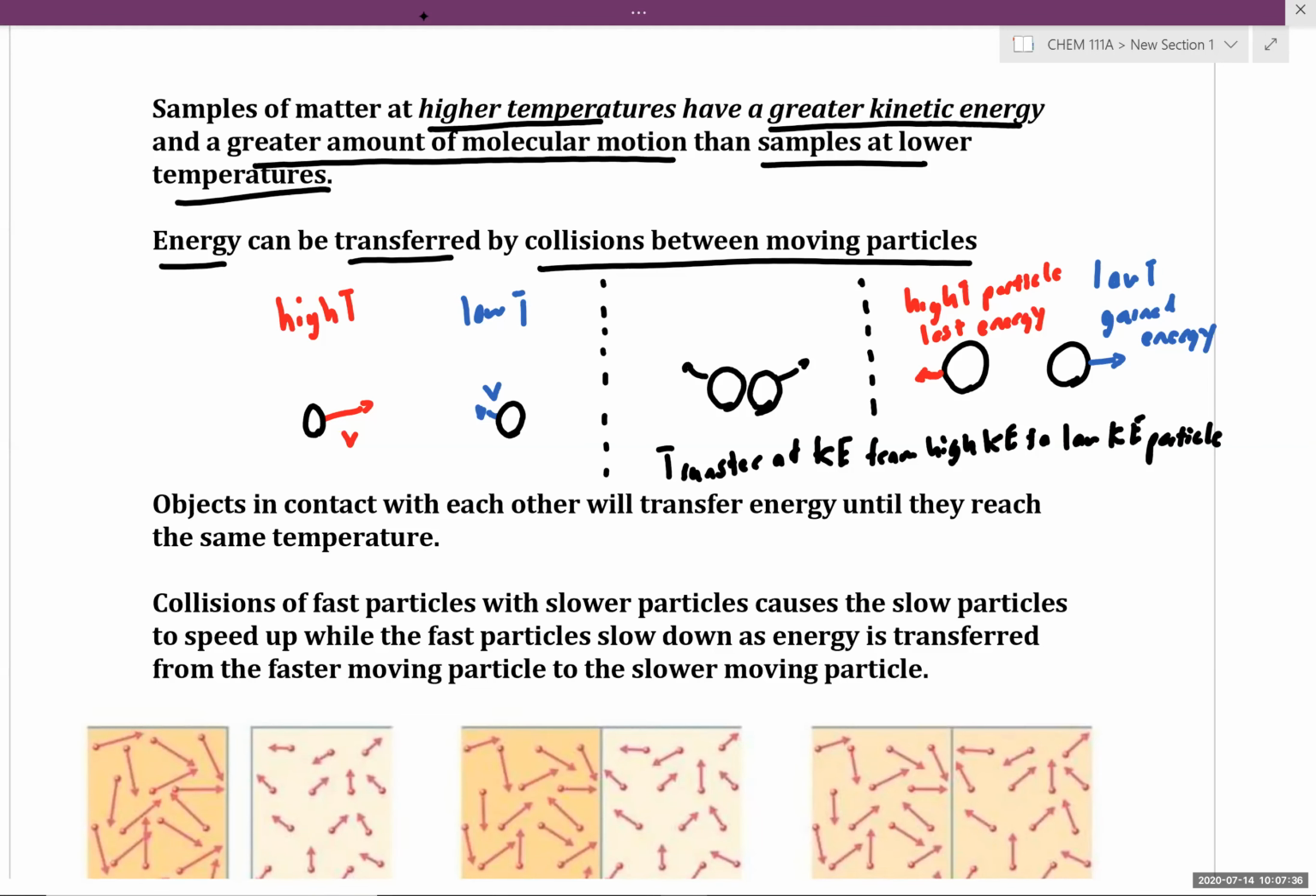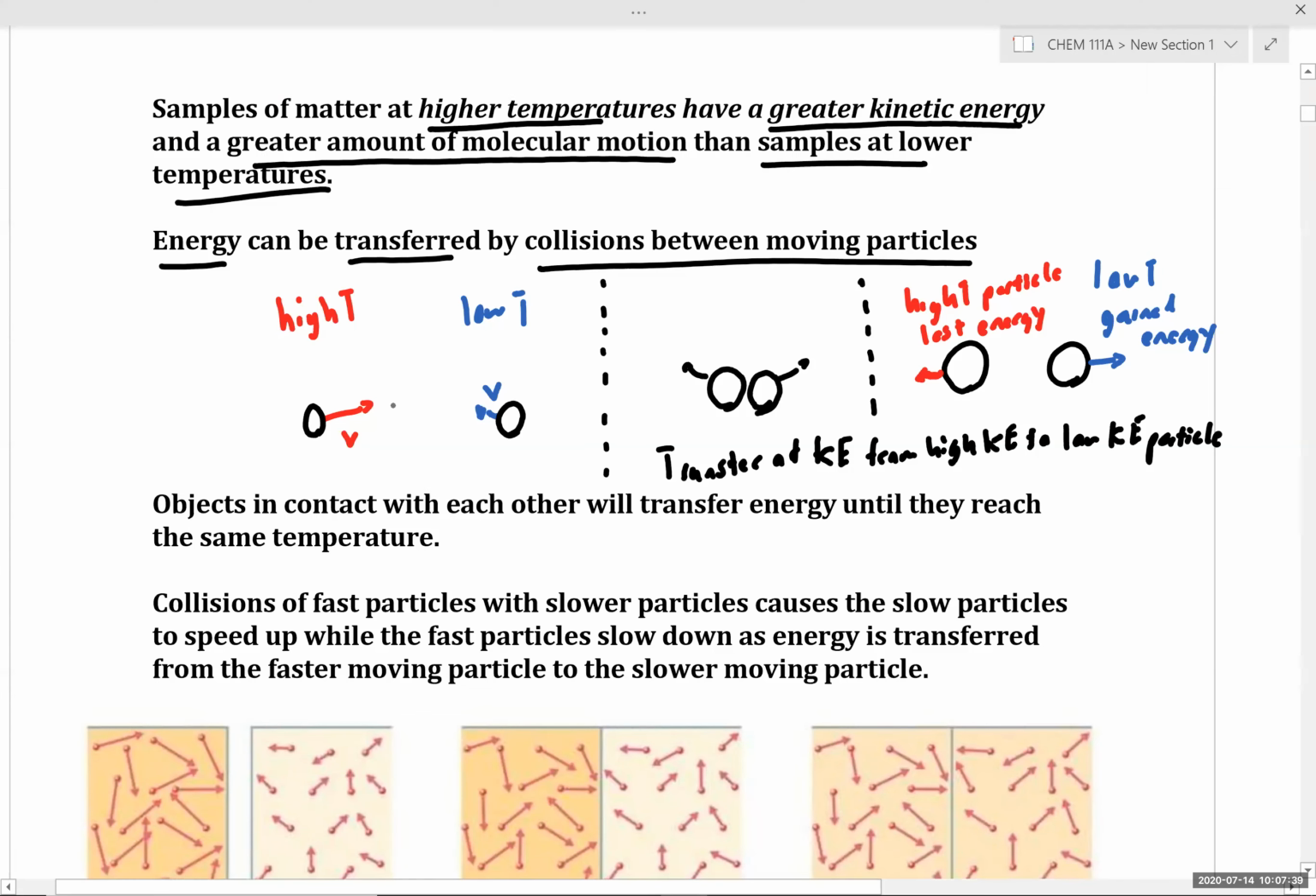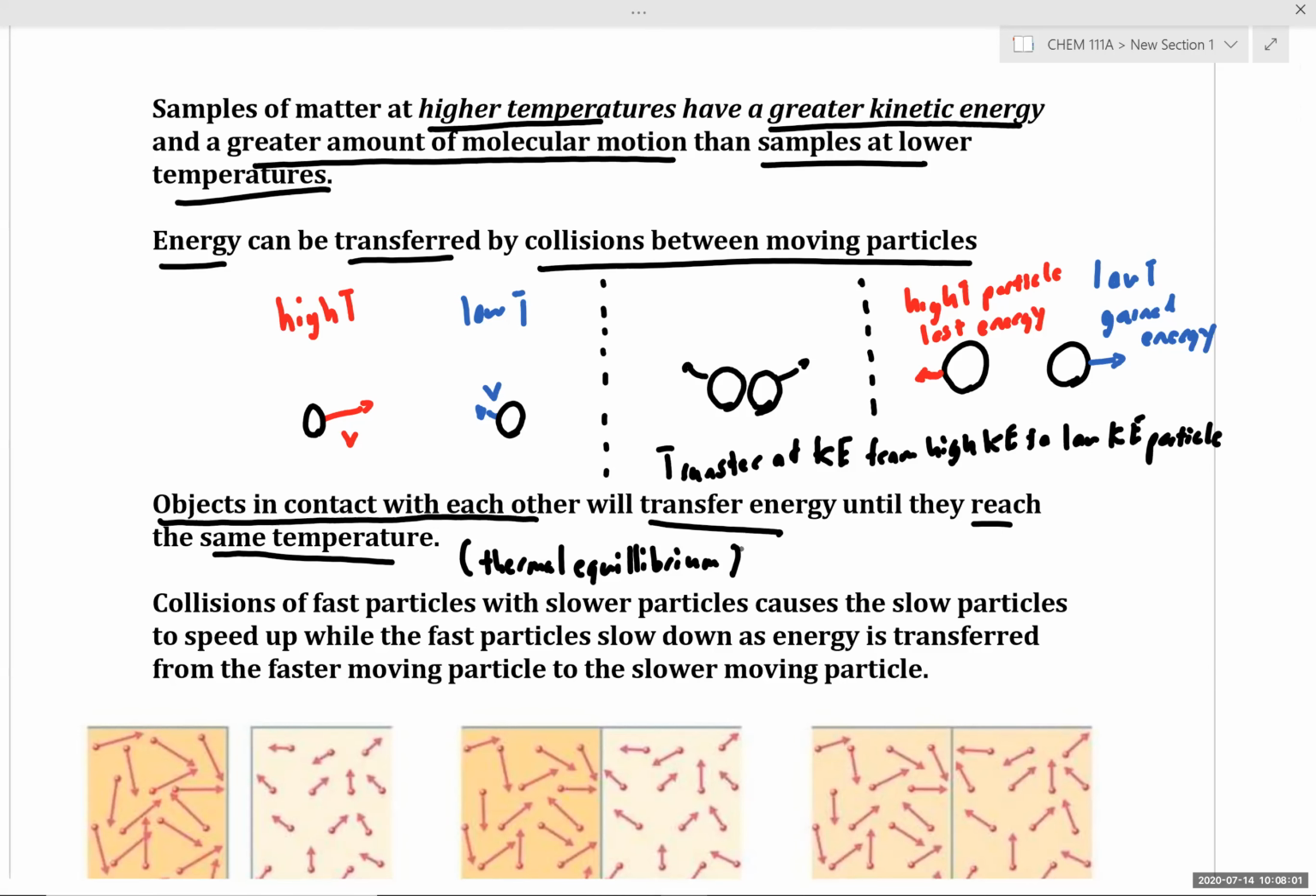Okay, perfect. So based on this idea, objects in contact with each other will transfer energy until they reach the same temperature. We call the state when both objects are at the same temperature thermal equilibrium. It's just a fancy way of saying the objects are at the same temperature. The net exchange of energy between the two objects is at a net zero.